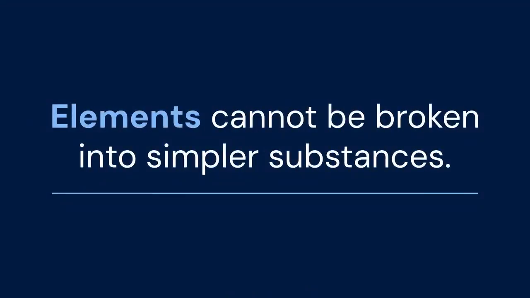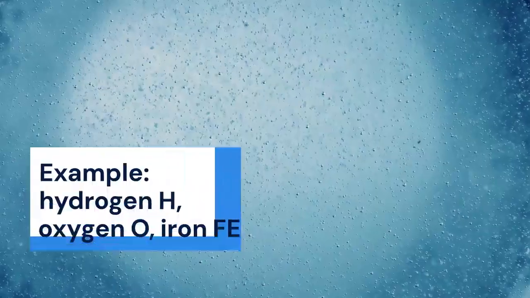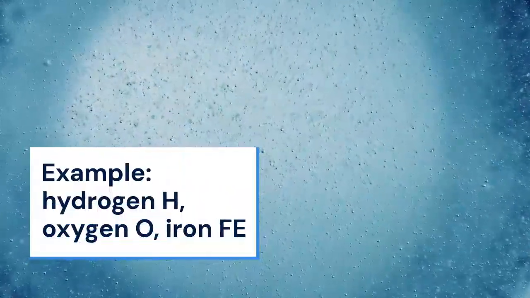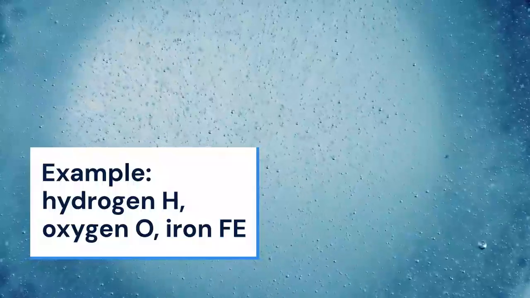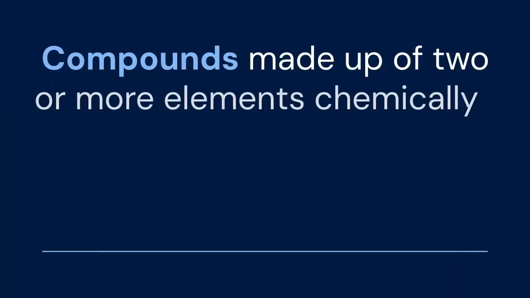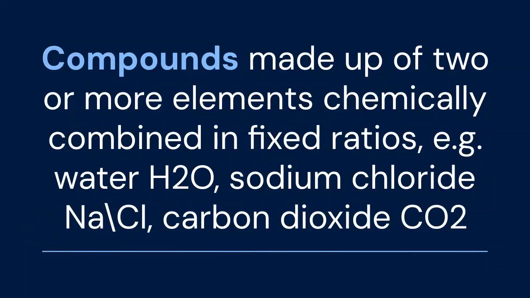Elements cannot be broken into simpler substances. Examples: hydrogen, H, oxygen, O, iron, Fe. Compounds are made up of two or more elements chemically combined in fixed ratios, e.g. water, H2O, sodium chloride, NaCl, carbon dioxide, CO2.